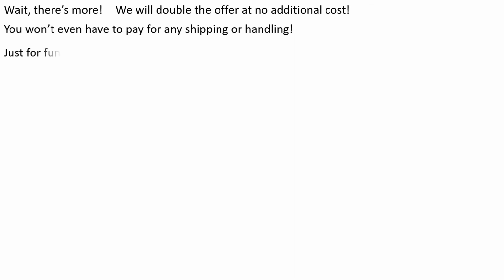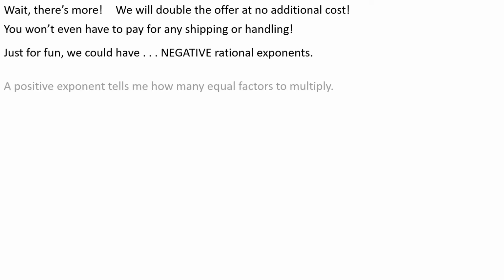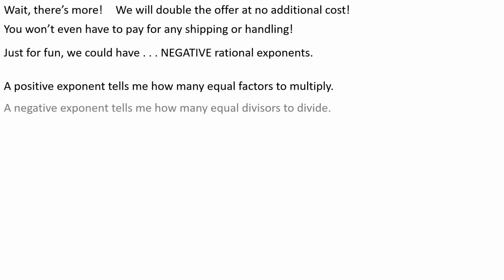How about this? Something just exciting. We could have negative rational exponents. Right? So a positive exponent tells me how often I'm going to multiply. A negative exponent tells me how many times I'm going to divide. Remember, division is just multiplying by the reciprocal. And so, as an example, 2 to the 4th power, you're like, oh, come on. 2 times 2 times 2 times 2 is 16.